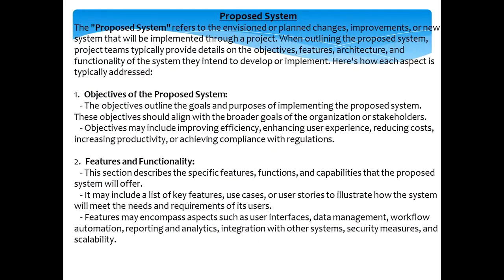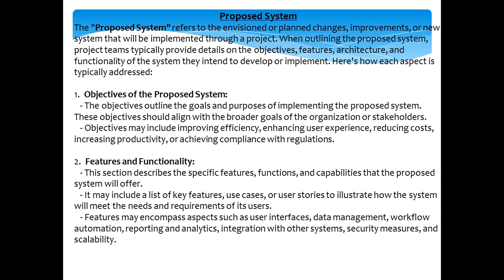Now we go to the proposed system. Here we are talking about the computerized system, the system that you are now creating using Microsoft Access. Now that we have looked at the overview of the existing system, which is manual, the proposed system refers to the planned changes, improvements, or new system that will be implemented through a project. When outlining the proposed system, project teams typically provide details on the objectives, features, architecture, and functionality of the system they intend to develop or implement. Here is how each aspect is typically addressed.